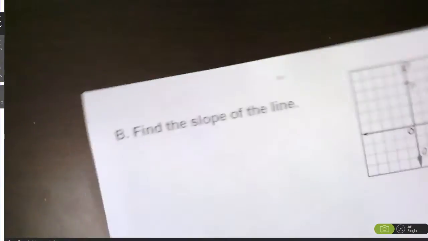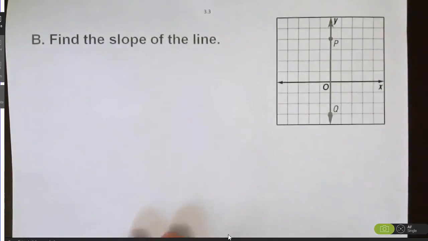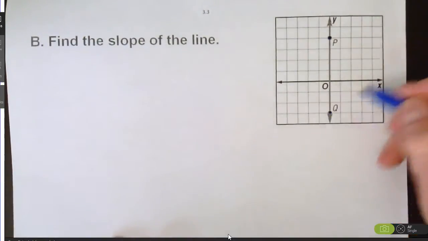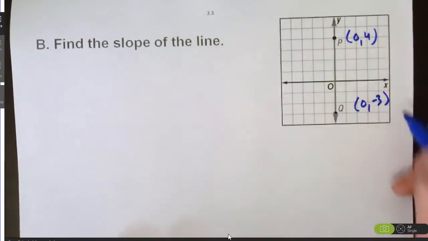Okay, slope of the next line. This one I like because it gets to some of the stuff we're going to talk about in the next one. So when you look at this, my point is P here, my point is Q there. P is at (0, 4), Q is at (0, -3).